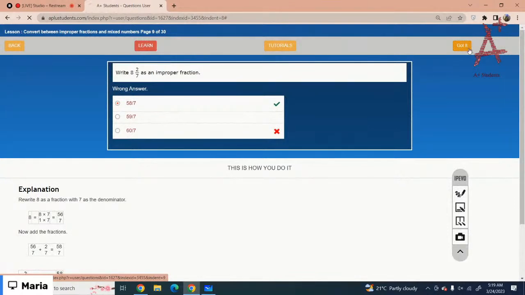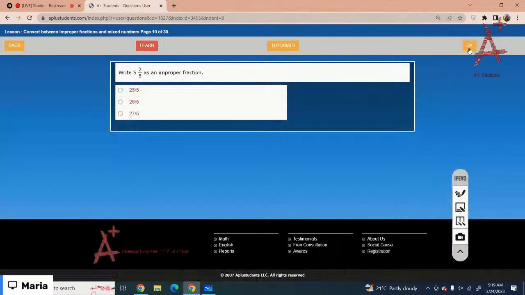Got it? Okay, the next one is write 5 whole 2 by 5 as an improper fraction. So which is the correct option? It would be 27 over 5. Got it? The correct option is 27 over 5.